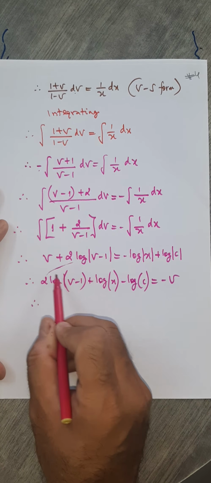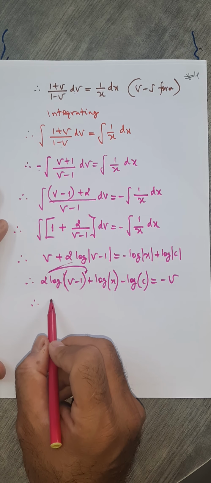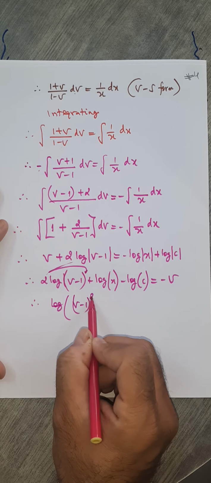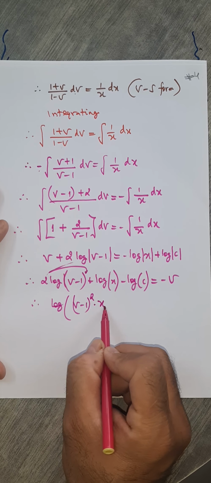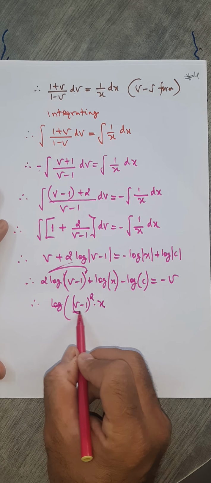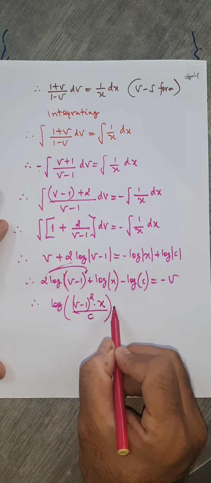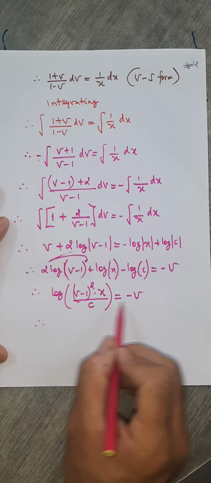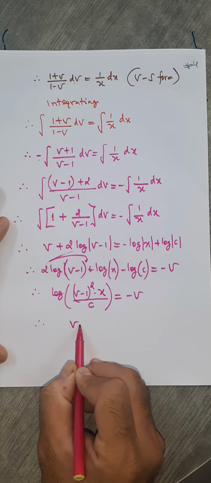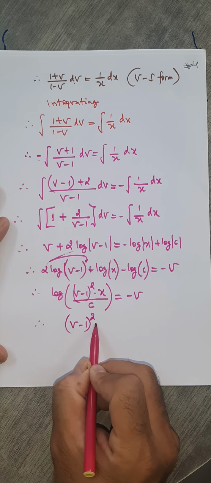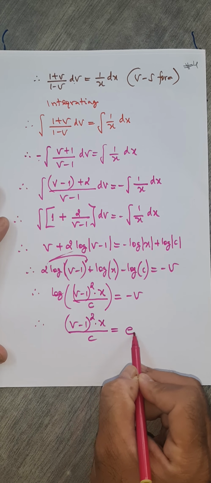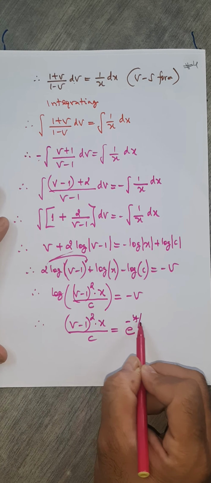Now this 2 will go in the power here. So (v minus 1) the whole square. This addition becomes multiplication and subtraction becomes division. So (v minus 1) whole square times x by c equals minus v. I'll drop the log function. If I drop the log function, on the other side you have the exponential function, remember. So it is e raised to minus y by x.